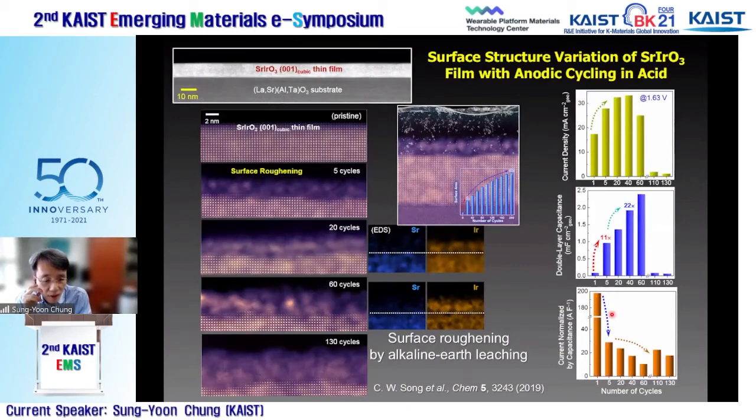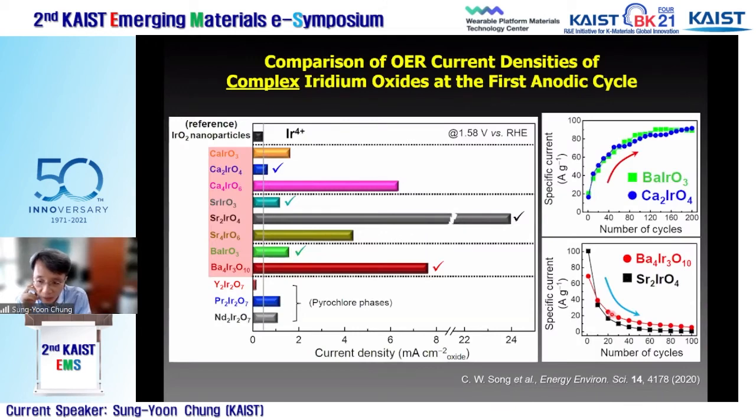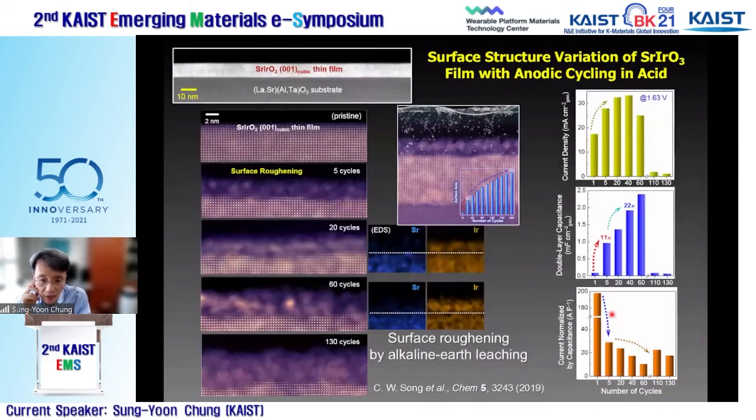So to examine the origin of such low durability in some alkaline earth iridate oxides, we directly observed the crystal structure after anodic cycling. As you can see, there is huge dissolution. That is a composition of iridium and strontium. The huge dissolution of the strontium is identified. So this is one of the reasons for the low durability of the complex structure.